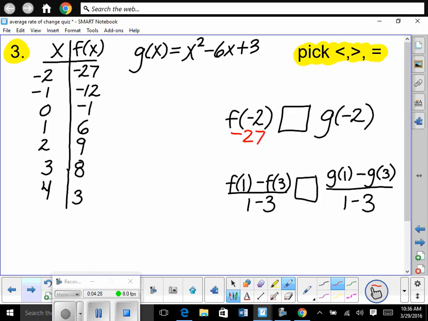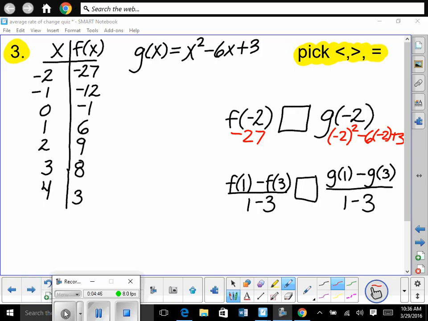So this is -27. What's g of -2? Isn't that plugging in -2 wherever there's an x? We have to use parentheses, right? Yes. -2 squared minus 6 times -2 plus 3. Calculate it with parentheses or you're going to get it wrong.